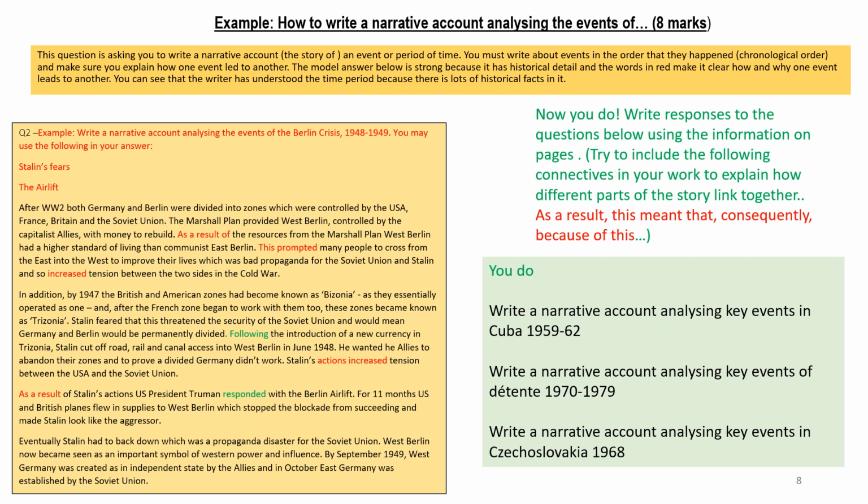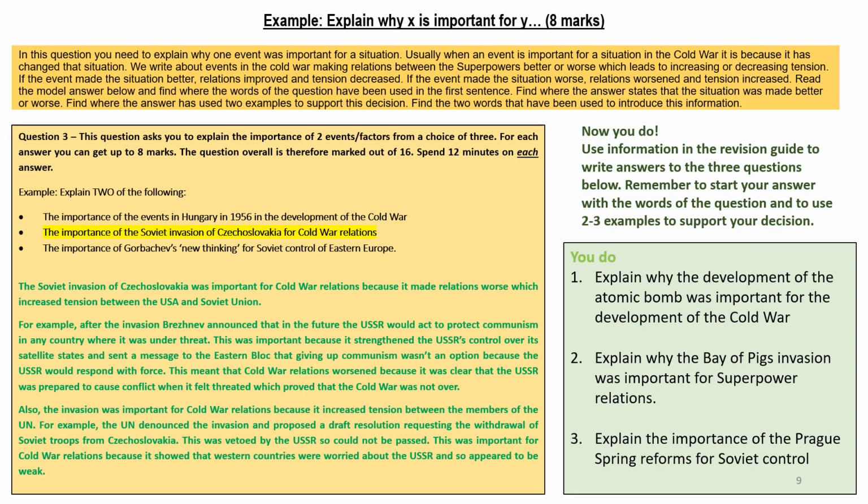Now that you've finished one narrative account, have a go at the other 2. So write a narrative account analysing key events of détente, and then write a narrative account analysing key events in Czechoslovakia in 1968. Now just remember, you always need a beginning, a middle and an end. And remember to use those phrases like as a result, this meant that, consequently, because of this. Off you go.